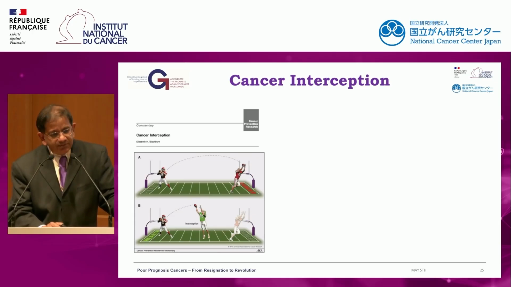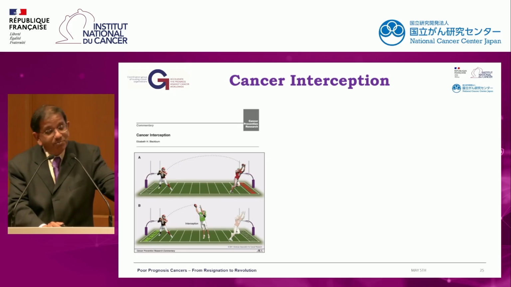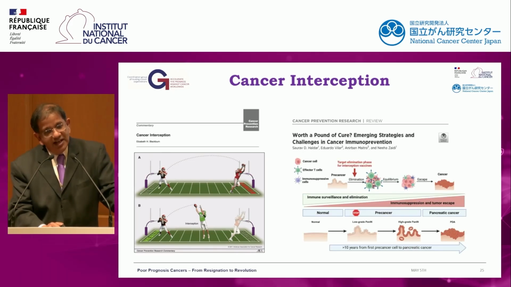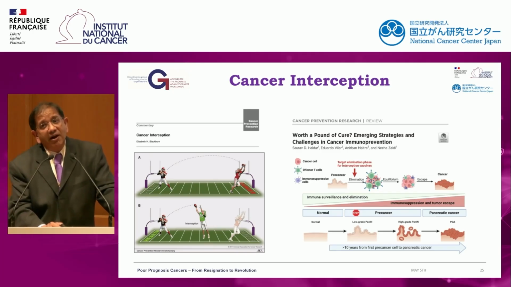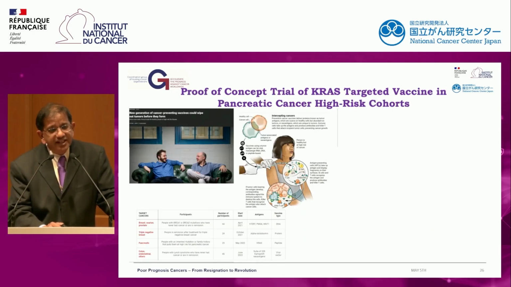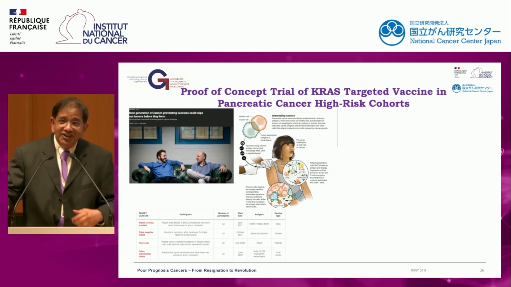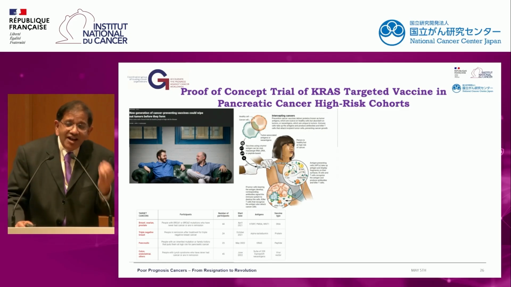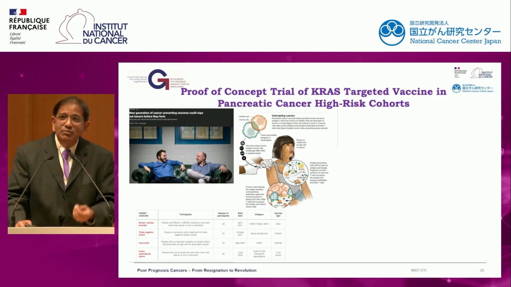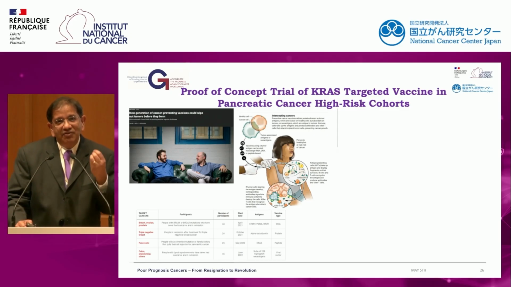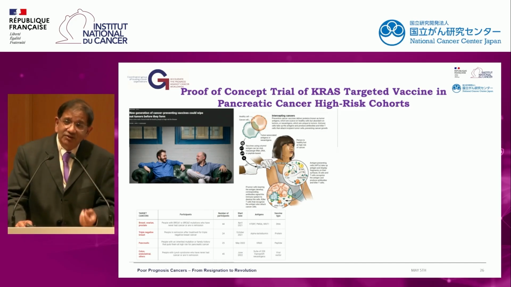And so this is where the concept of cancer interception comes in. This was a review written by Nobel laureate Elizabeth Blackburn that used literally the football analogy of interception. American football, please, not European football, which we call soccer, but American football. And we have written a nice review on how this paradigm can apply to pancreas cancer. I'll just briefly say, and this is the part about the revolution, because the topic of this seminar is resignation to revolution. So we now have an opportunity to intercept pancreas cancer for the first time, potentially with vaccines and other approaches.